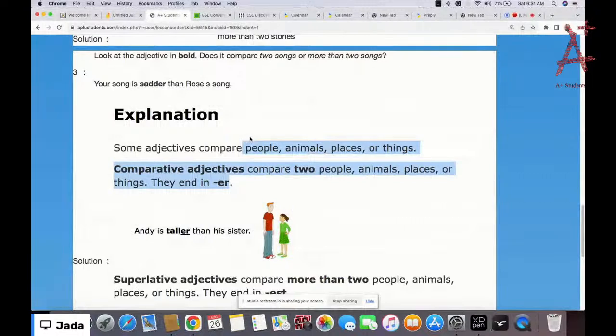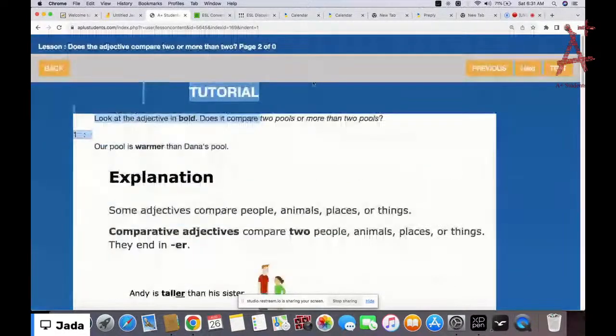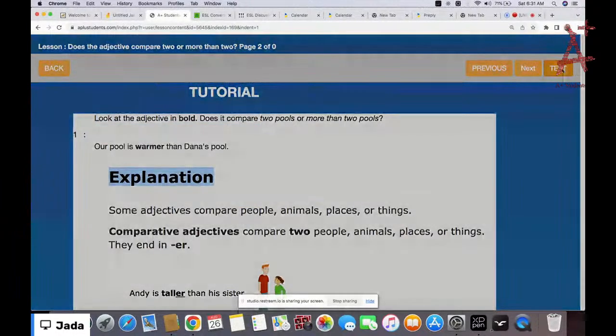Okay, so that's it, everybody. Let's move on to the test now. I hope that you understand, and hopefully you can answer the questions. So we will go to the test now.